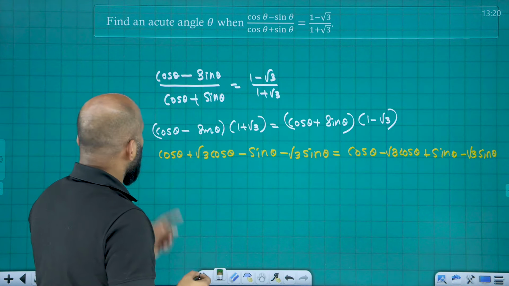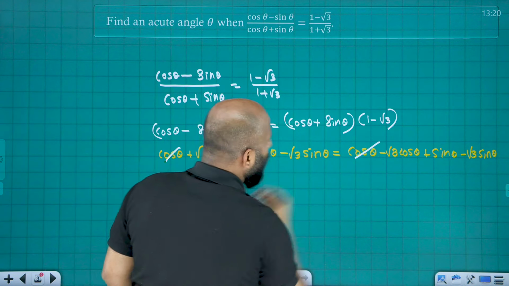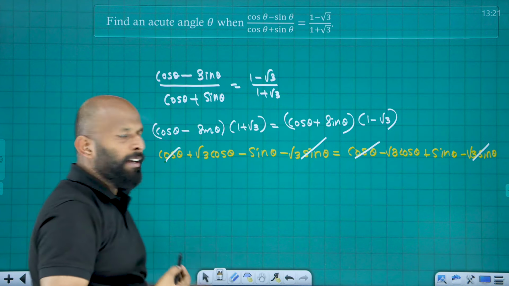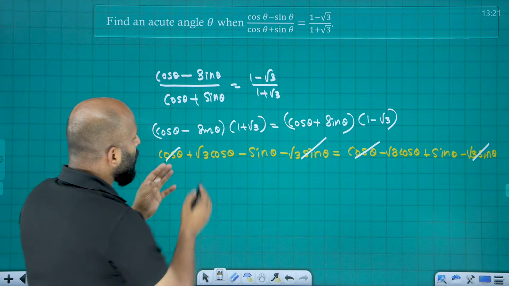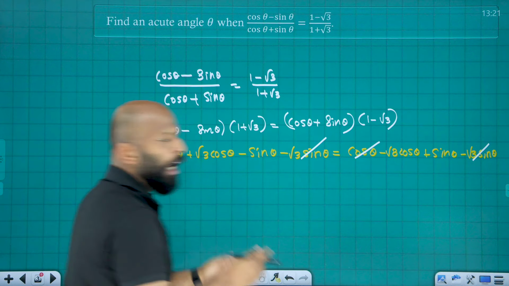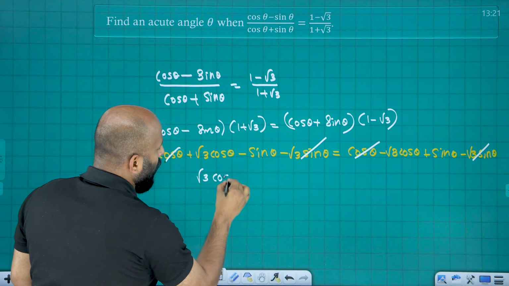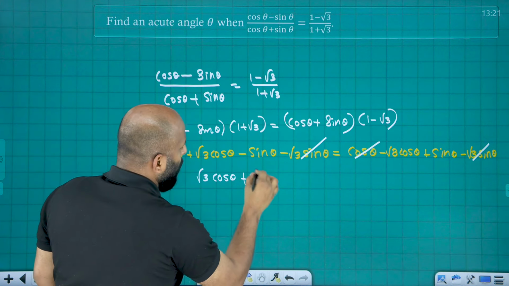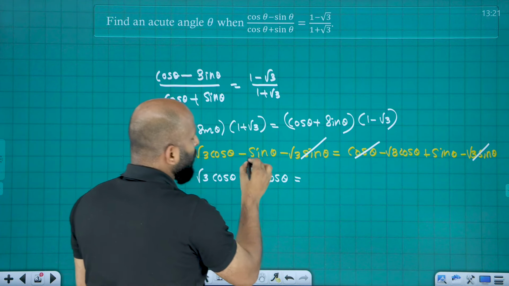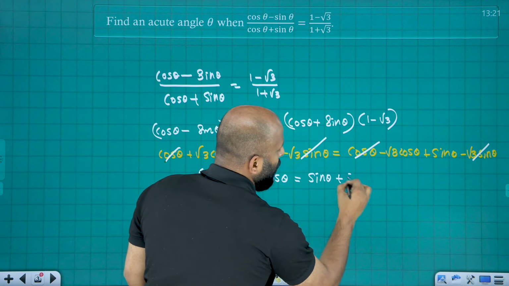Now we can cancel cos theta and cos theta. Minus sin theta we cannot cancel, but root 3 sin theta and root 3 sin theta we can cancel. What is remaining here? Root 3 cos theta minus sin theta on the left, and minus root 3 cos theta plus sin theta on the right. Now we can group cos theta on one side and sin theta on the other side. So root 3 cos theta plus root 3 cos theta is equal to sin theta plus sin theta, since when we take minus sin theta to the right side, we get positive sin theta.